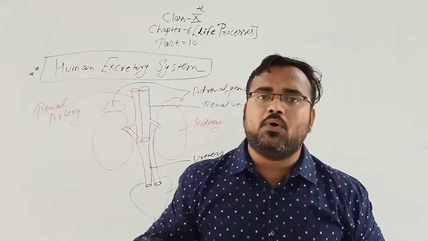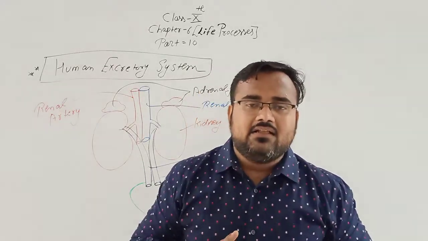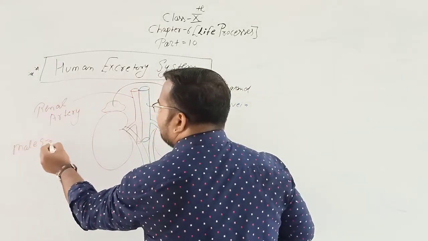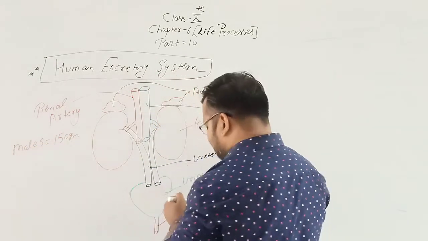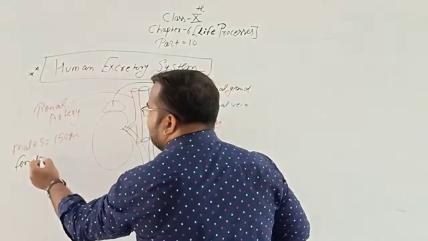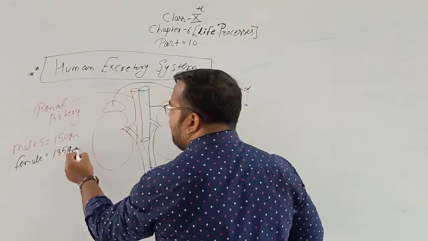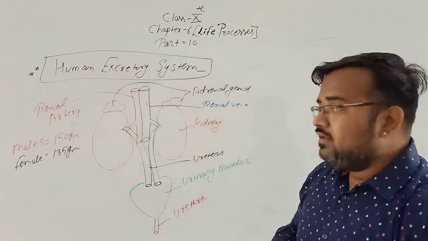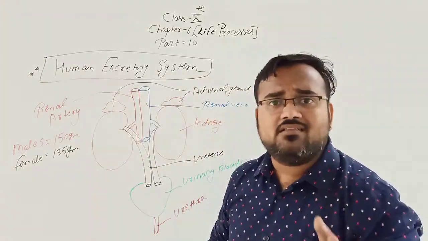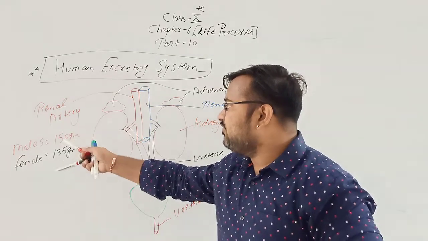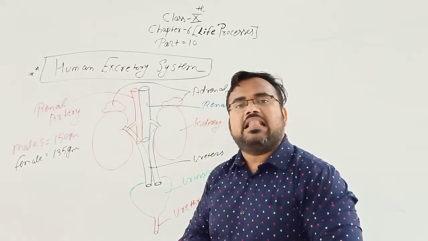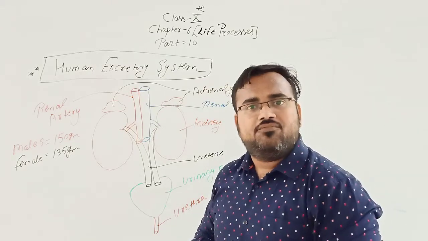Third, a very important point. In males, the weight of each kidney is 150 grams, and in females, the weight of each kidney is 135 grams. Now, what is the reason behind this difference in weight, 150 grams and 135 grams? Why is the kidney in males slightly heavier than in females?